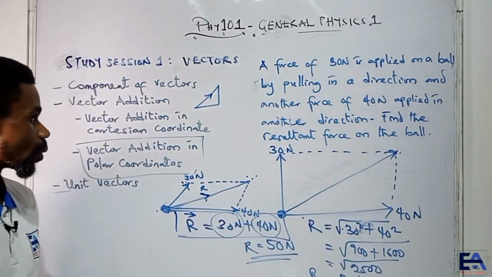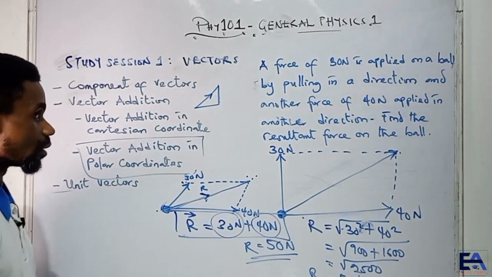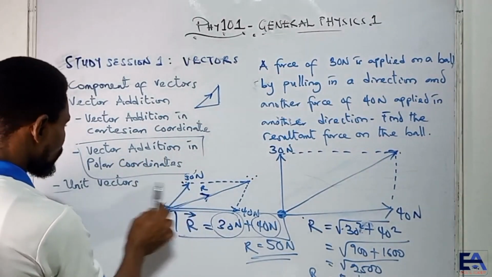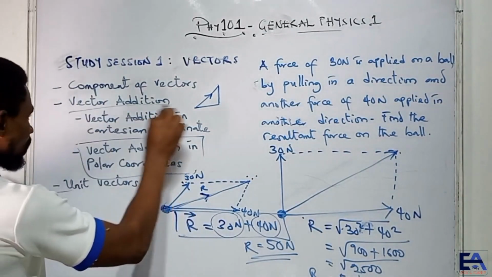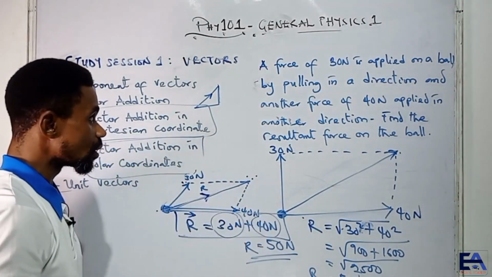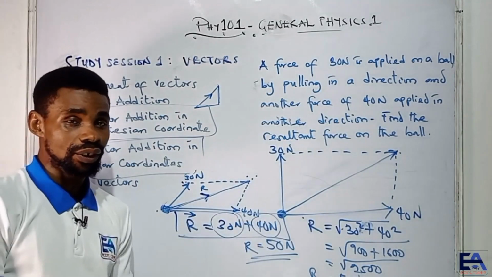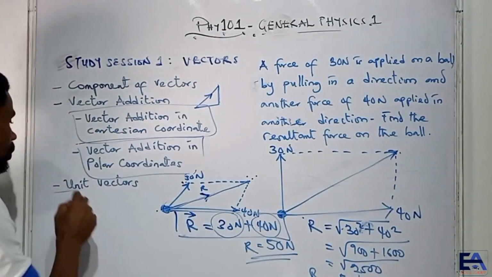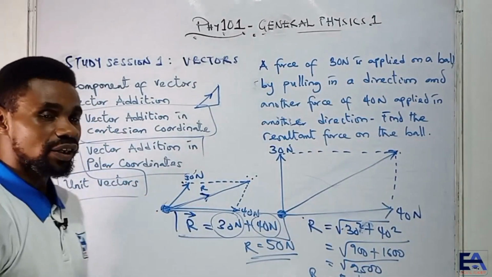Okay? And so, by so doing, we have come to the end of this video. We've also talked about the vector addition in Cartesian coordinates, which we just finished discussing, and then how Cartesian coordinate vectors can be represented. And then the last thing we're going to be talking about is the unit vector.